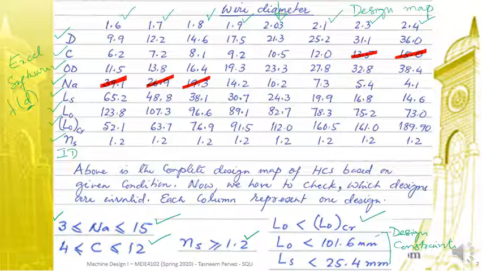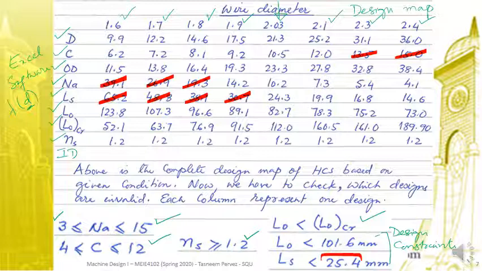Now we'll go to the given condition. My shut length has to be less than 25.4. Is that so? No. Out. This is out. This is out. And now these 4, you can see they are fine.